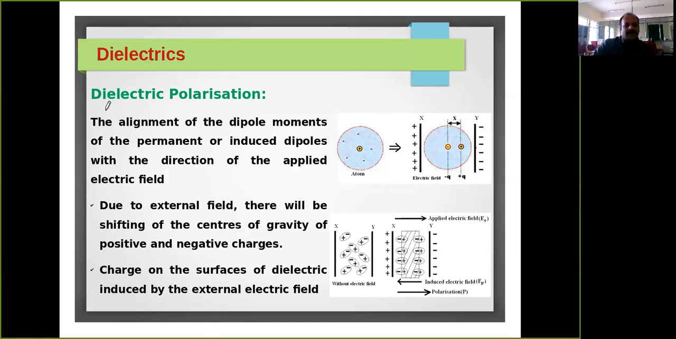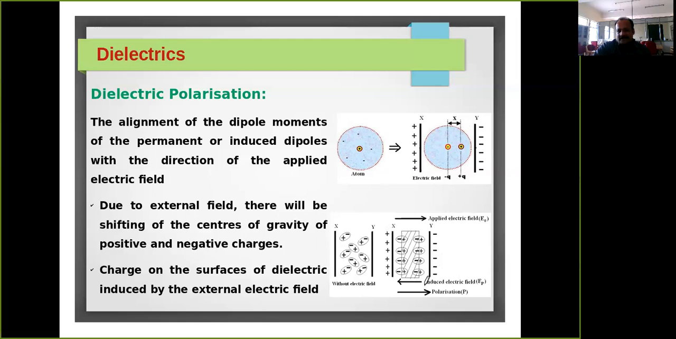The next topic is dielectric polarization. I have already told you that when an atom is kept in an electric field, the center of positive charge and the center of negative charge separate. Therefore, a dipole moment is created. In the absence of the electric field, the dipoles are oriented in all possible directions. But in the presence of the electric field, the electric dipoles align or orient parallel to the direction of the applied electric field. Therefore, an electric field is set up inside the dielectric.